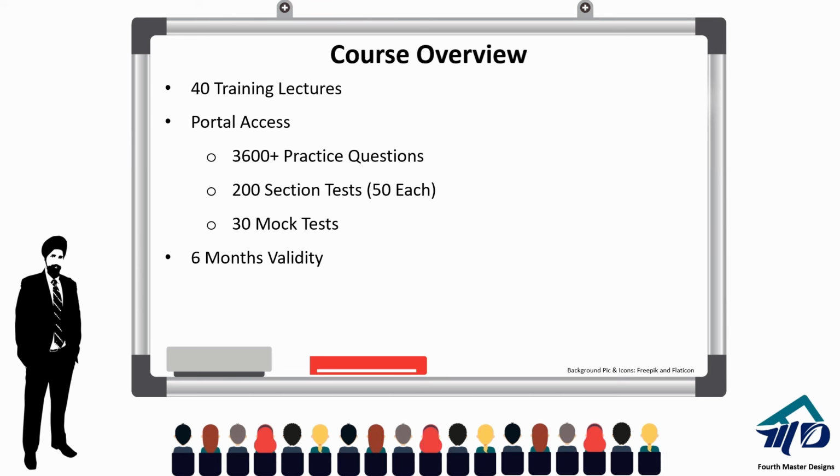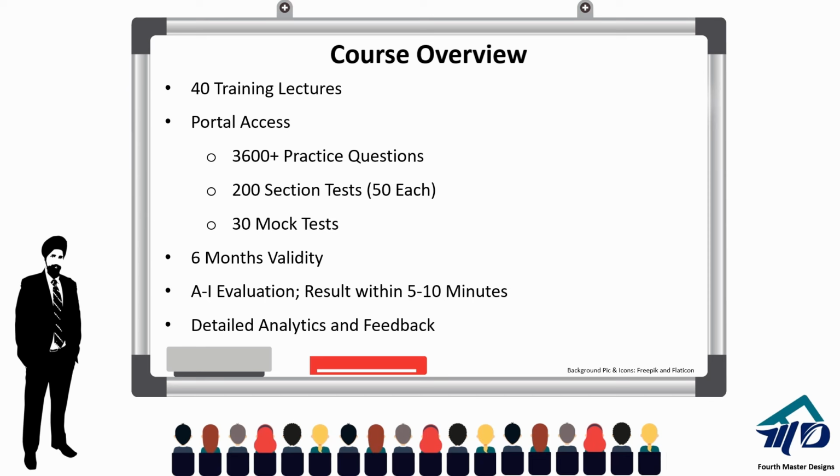The validity of the portal will be 6 months and our result is AI evaluated and you will get your result within 5 to 10 minutes. And you can also analyze your result, like why a particular answer is correct or incorrect in reading module, how much you have got in, let's say, your speaking module in fluency or in pronunciation or in content. So detailed analytics is there. Let me show you how our portal works and how you are going to get lectures.